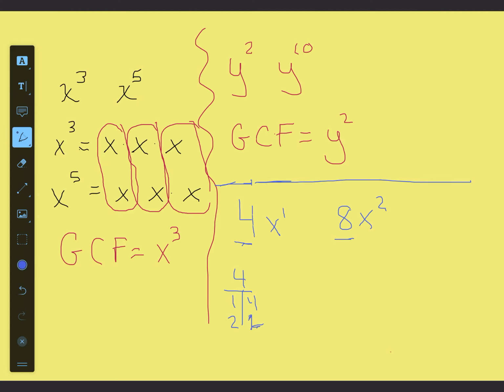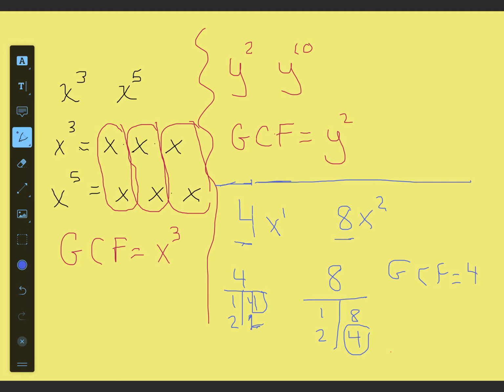Okay, now our factors of 8 are 1 and 8 and 2 and 4. Okay, so the largest number that both lists have is 4. So the beginning of our GCF is 4. Okay, so the GCF is equal right now to 4.